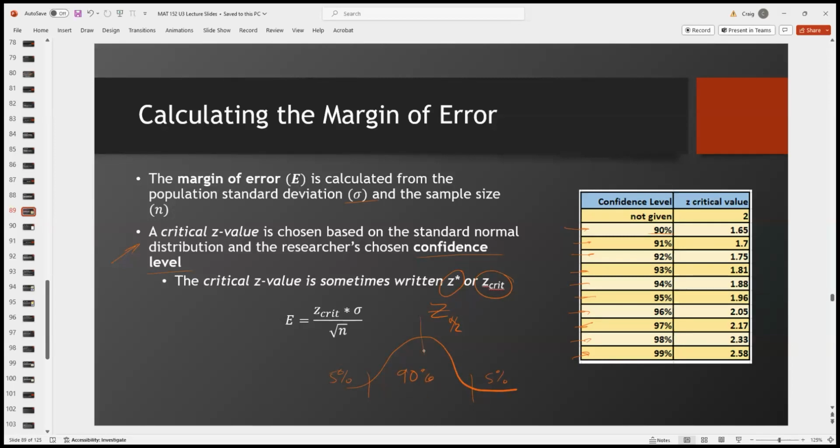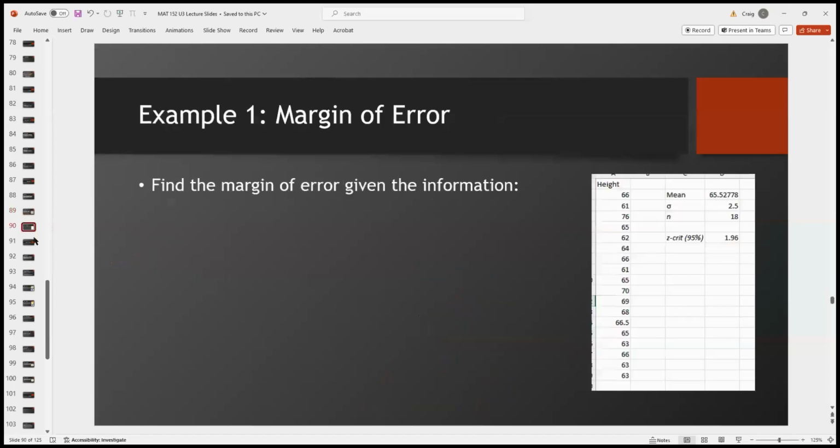If our sample mean is in the middle, then we can be 90% sure that the population value is probably in between these two values, which is exactly what you did in your assignment last time. I don't know if it was exactly 90%, but I just had you do it in a slightly different way. We're going to talk about how to do this in a way that's a little bit easier. Here we have information about height along with the mean, standard deviation, sample size, and the critical value for a 95% confidence interval.